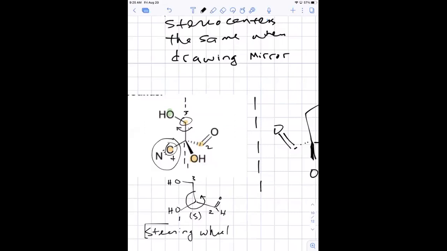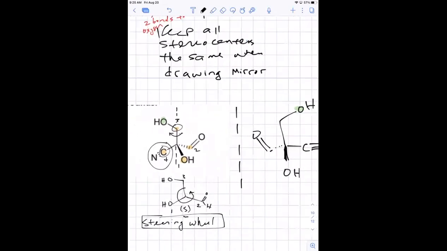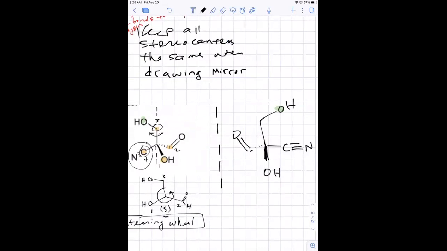So when you have a tetrahedron like that, you want to put it in the steering wheel so you only see the top 3 groups. What about the enantiomer? What do you think? What's the configuration on that one?